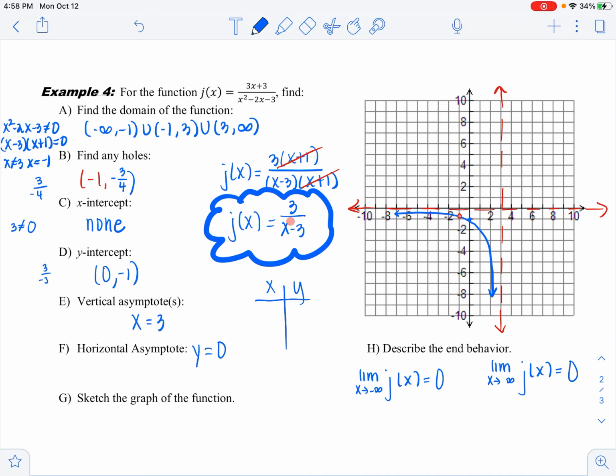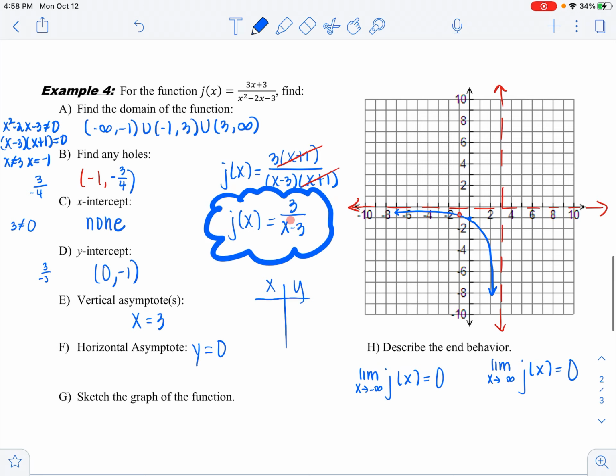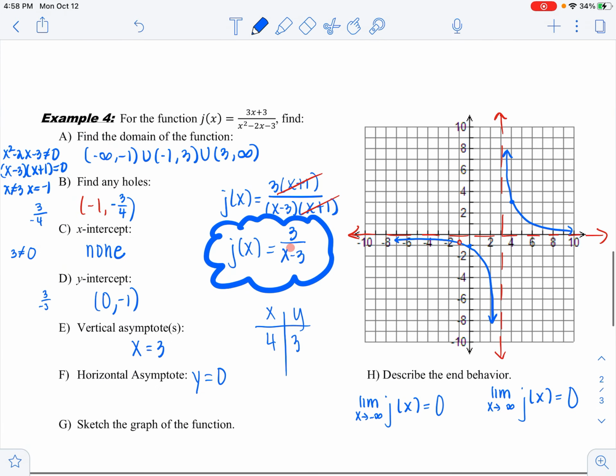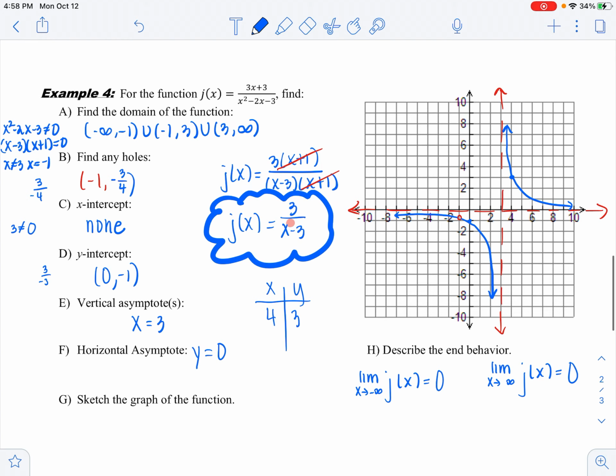So I'm going to make a table of values, x, y. And I'm going to plug in 4. So if I plug in 4, I get 3 over 1, which is 3. So I have the point 4, 3. Graph that point, and then you can make this hyperbolic branch. And there's your graph. Okay, that's it for today.